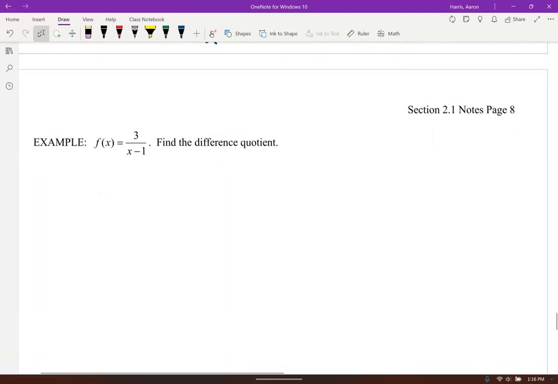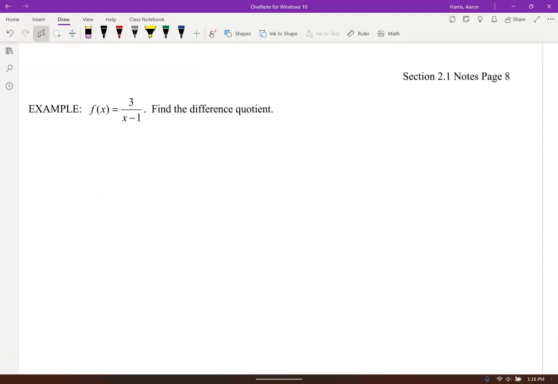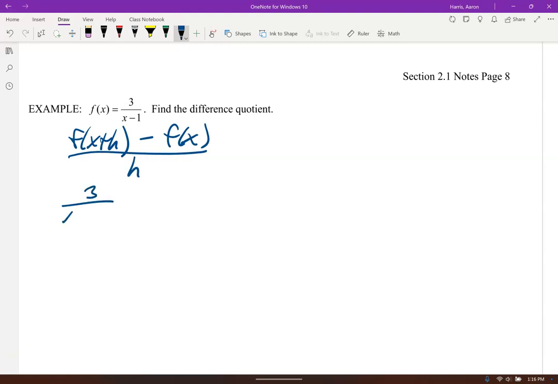Let's do one more. Promise this is our last one. We'll call it good here. F of x plus h minus f of x all over h. Well, f of x plus h would be 3 over x plus h minus 1 minus the original function, 3 over x minus 1. And this is all over h.